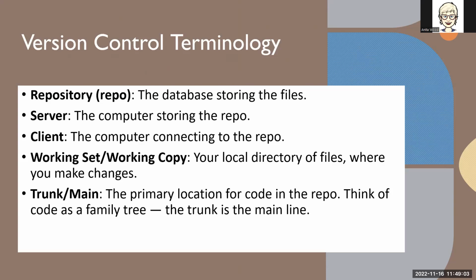They're the clients. We have a working set or working copy. That is what's on your local directory of files where you're making the changes. So each software developer has a working set or a working copy of whatever it is they have checked out. Finally, there's trunk or main. This is the primary location for the code in the repo. Think of the code as a family tree. The trunk is the main line. We're going to see a little bit more about that with images in a minute.